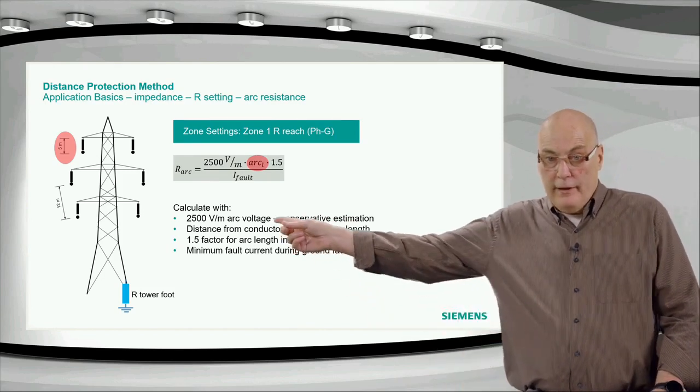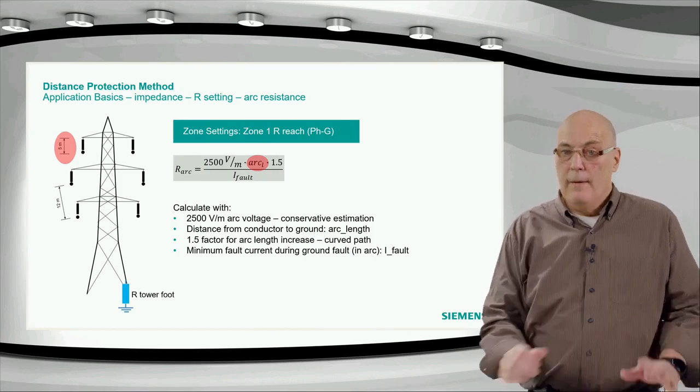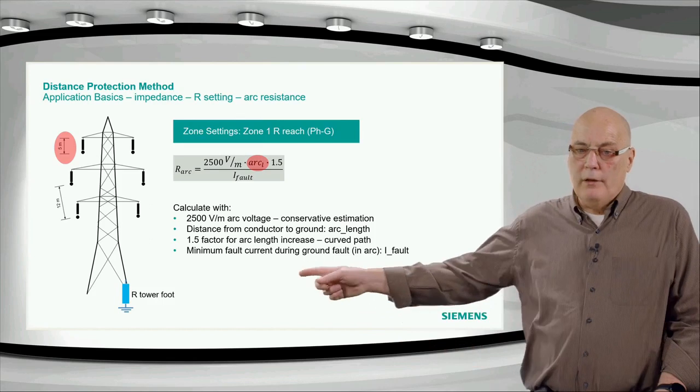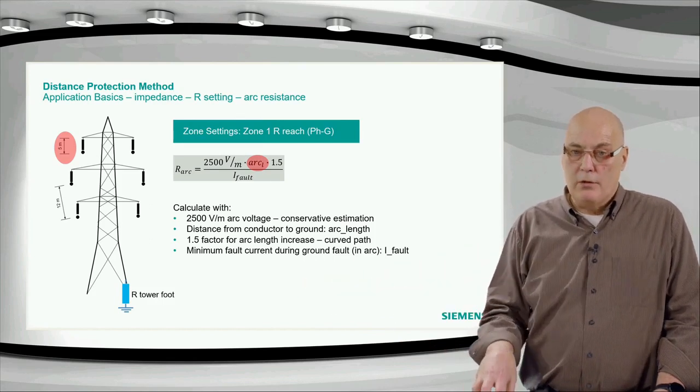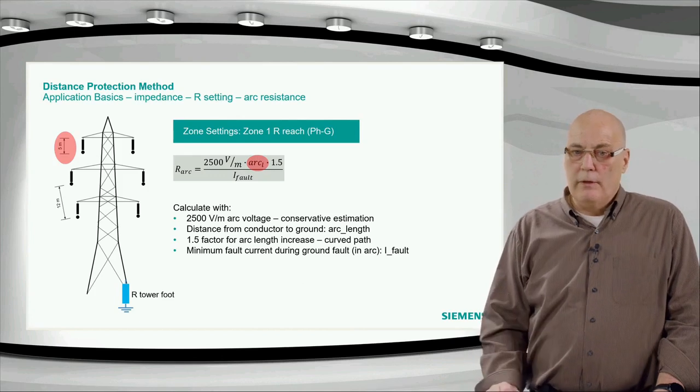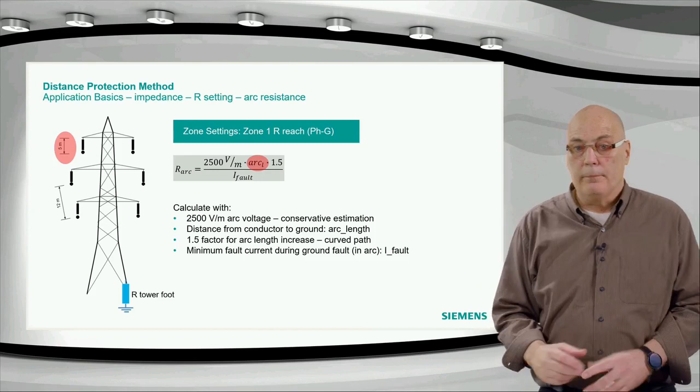You can see the length at the other side. It's 12 meters in this example for the phase-to-phase arc. And you would not have a tower footing resistance. The tower footing resistance you see here only applies to the phase-to-ground faults. So that's why, in the example, the phase-to-ground one is the more complicated.